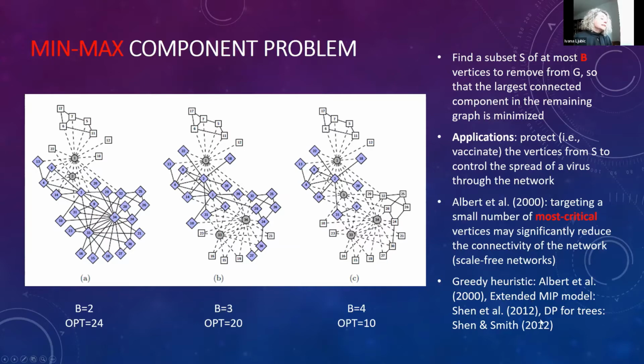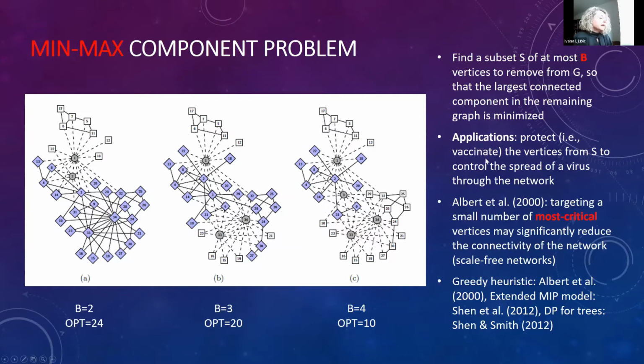Their model was an extended MIP model, which means it did not use just the natural variables, where the natural variables that would be sufficient to describe the problem would be just the 0, 1 variables telling whom do we want to remove from the network. They had an extended space, but it was a nice compact formulation. So this is the first problem that we will be addressing. So it's called minimize the maximum component in a graph by removing a subset of vertices of a given cardinality.